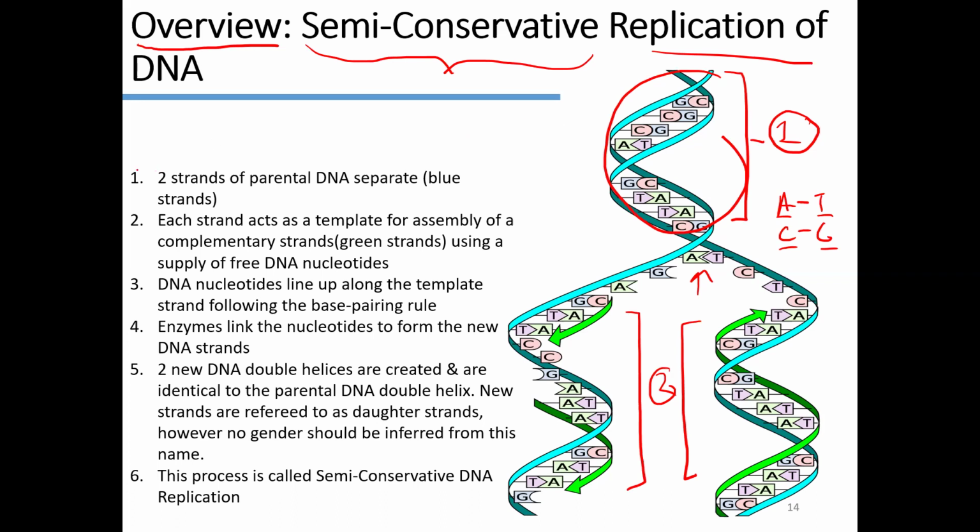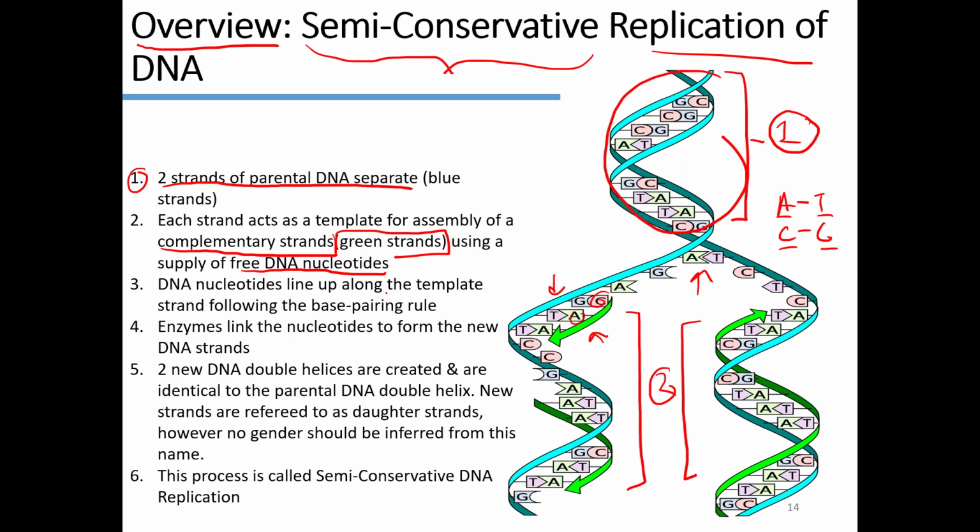You can see over here in step one, we have two strands of the parental DNA, in blue. Again, our original piece. Each strand acts as a template for assembly of a complementary strand, in this case the green parts right here, using a supply of free DNA nucleotides. What that means is we start with our original piece, which opens up and unzips. We find our free-floating nucleotides, which are these pieces here, and we use our blue as the template to find the complementary sets to build the other half, or the other strand.